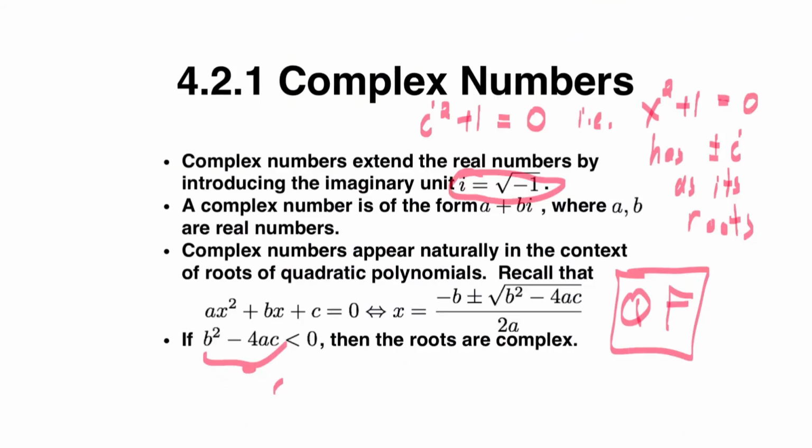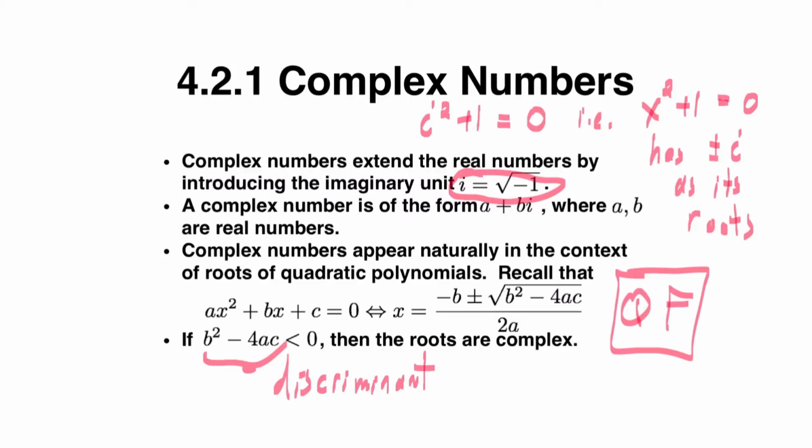This is where I need this notion of the square root of -1 in order to efficiently and accurately address the problem of having complex roots. This object here is sometimes called the discriminant. In a mathematical sense, it discriminates between having real roots and complex roots for your polynomial.